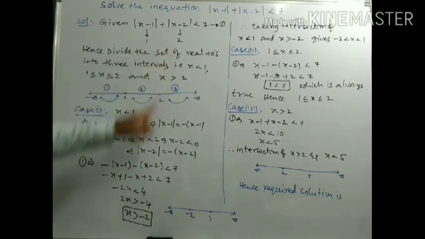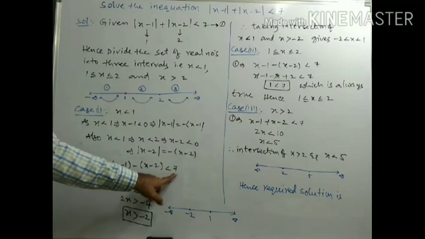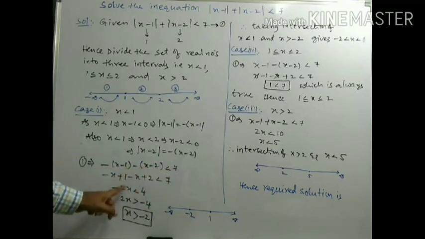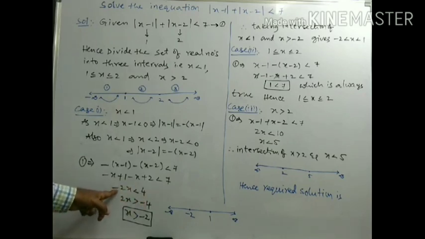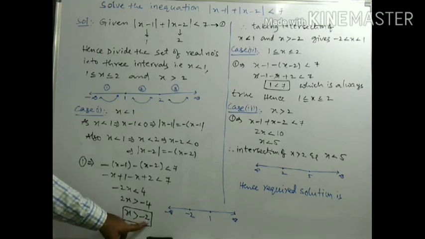This I can write as minus of x minus 2, which is less than 7. On simplifying, we get minus 2x less than 4. Now I want to multiply by minus, then 2x becomes positive and plus 4 becomes minus 4. And immediately when we multiply with a negative, the inequality also changes. That is 2x greater than minus 4. Hence we got x is greater than minus 2.